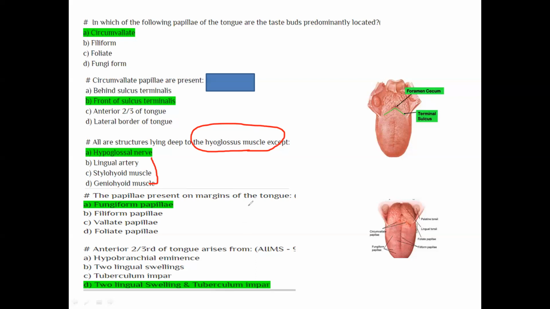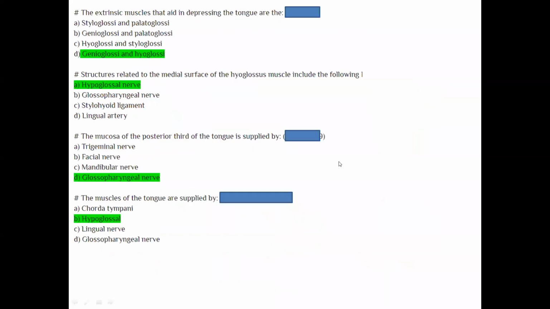The papillae present on the margins of the tongue are called fungiform papillae. The anterior two-thirds of the tongue arises from two lateral swellings and one median swelling of pharyngeal arch 1. Those were called the lateral swellings and tuberculum impar.